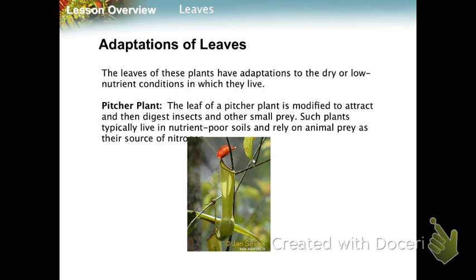Here are some different leaves and their adaptations. We're adapting to either dry or low nutrient conditions. The pitcher plant is modified to attract and then digest insects. So these plants live in nutrient-poor soils, and they rely on animal prey as their source of, that's supposed to say nitrogen. I don't know what's wrong with these pictures. They're covering up my text.